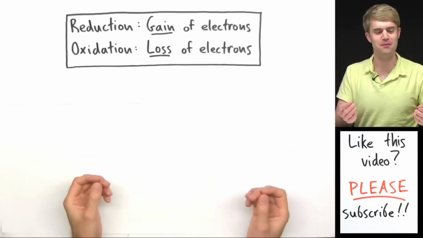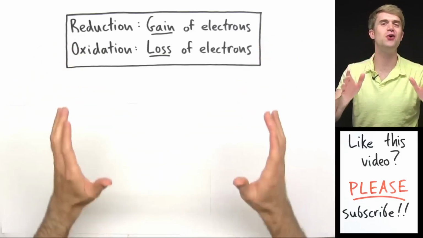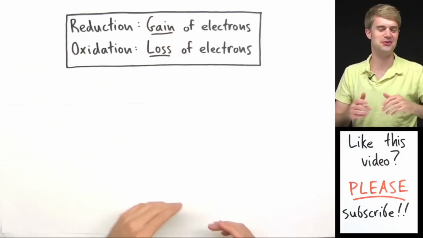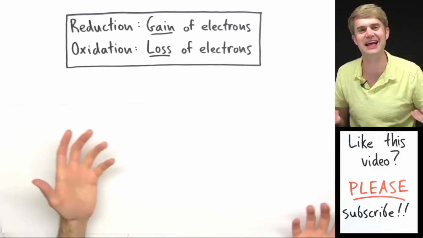So I don't know about you, but when I was first learning this stuff, I found it so confusing. Why should a reduction be a gain of electrons? Usually when you're reducing something, you're getting less of it.